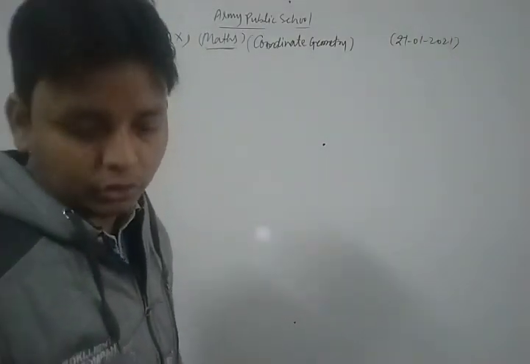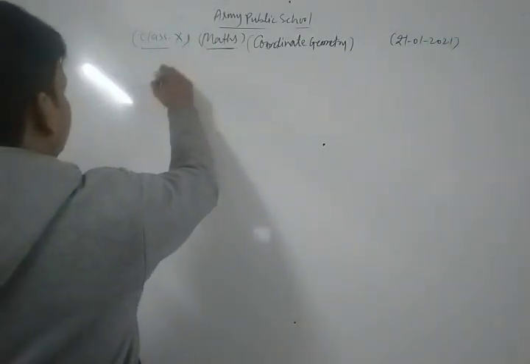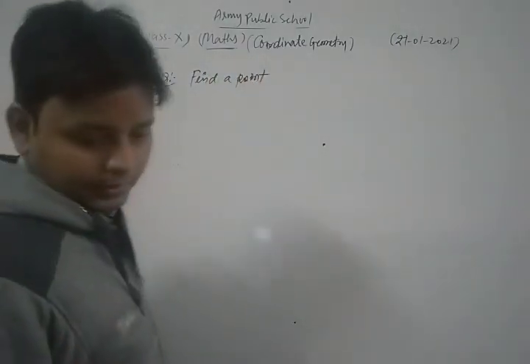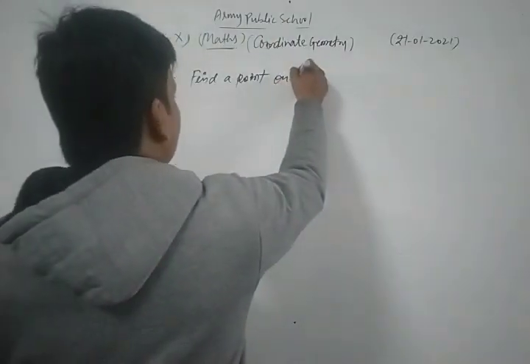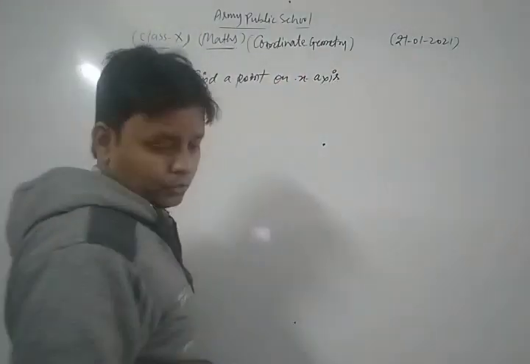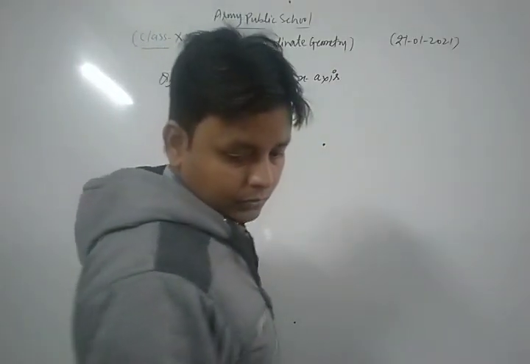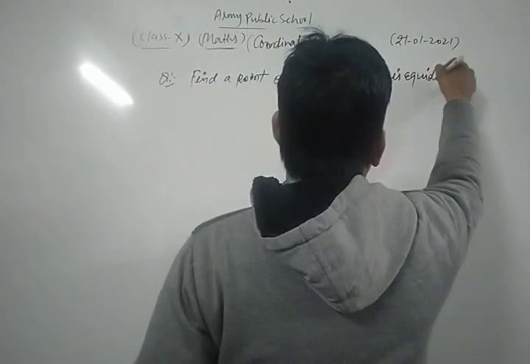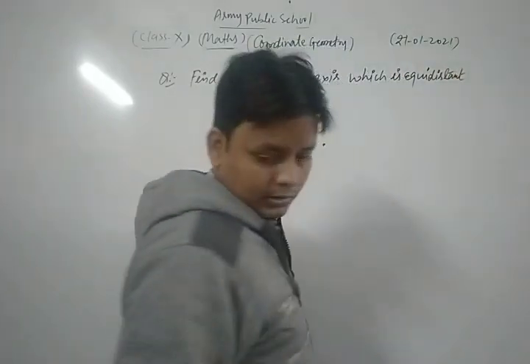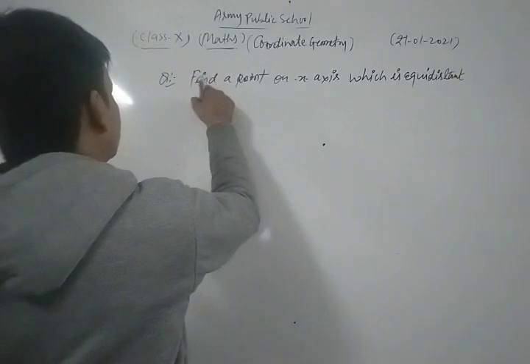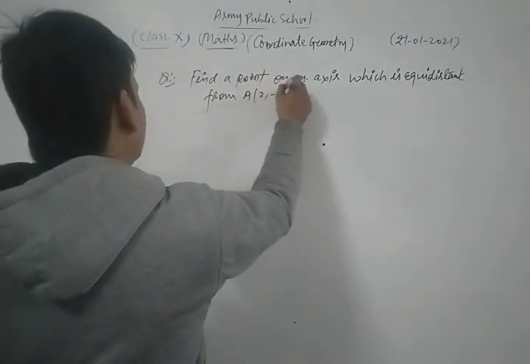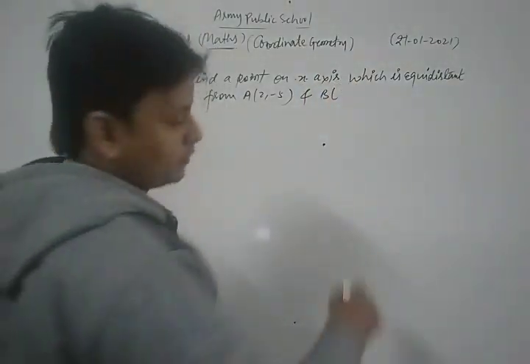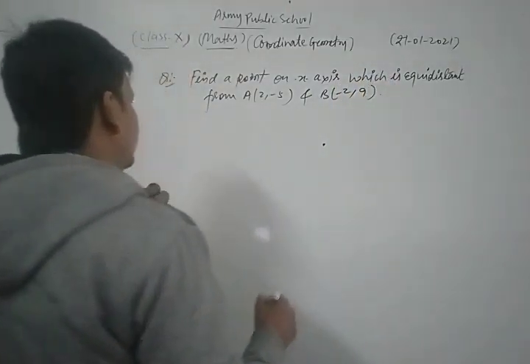Now we take a question. Find a point on x-axis which is equidistant from A (2, minus 5) and B (minus 2, 9). Let's solve it.